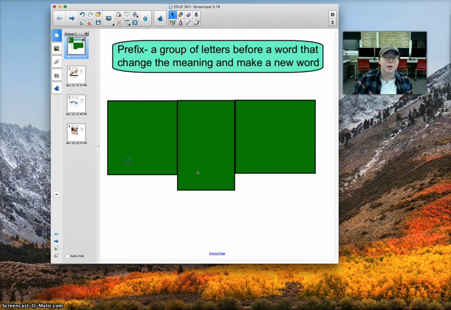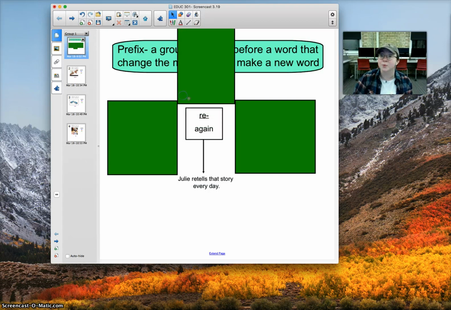The next one we're going to be working with is re. Re means again. So here we have Julie retells that story every day. So this would mean that Julie kept telling that story again and again because re is coming before tells, which means she tells again, so she's telling that story again and again.